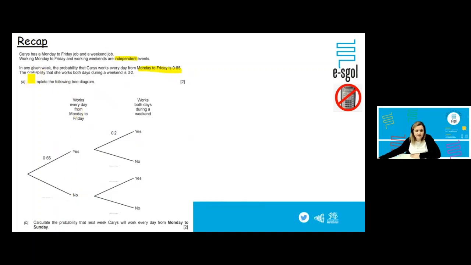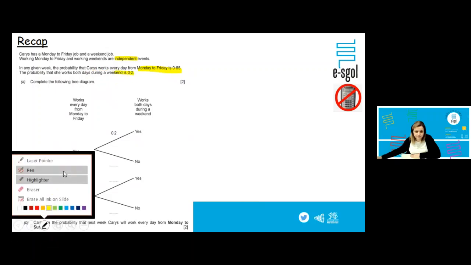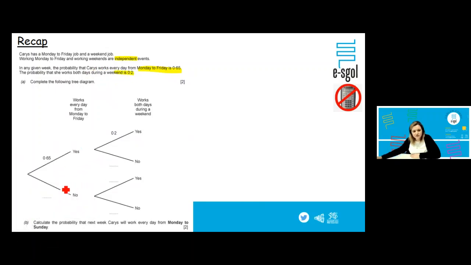If we carry on reading, the probability that she works on both days during the weekend is 0.2, and again, that is on our diagram. So if we now look at the tree diagram part, if you think back to last session, we are adding up to 1 for each section.